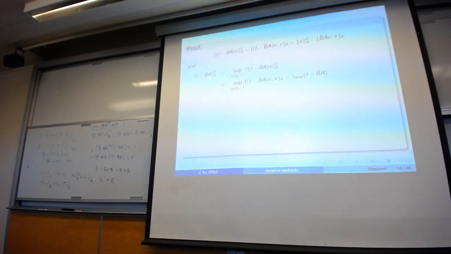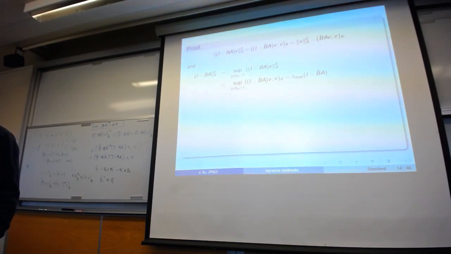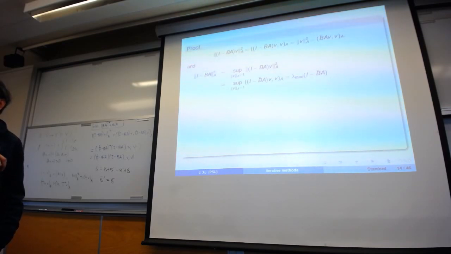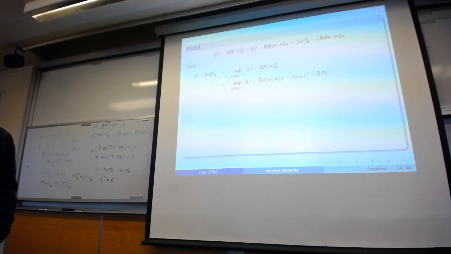Because if B is symmetric and A is symmetric, the product is not symmetric with the original inner product, but it is symmetric with my A inner product. This is very important. This is the main thing. This little change of notion will make life much easier.